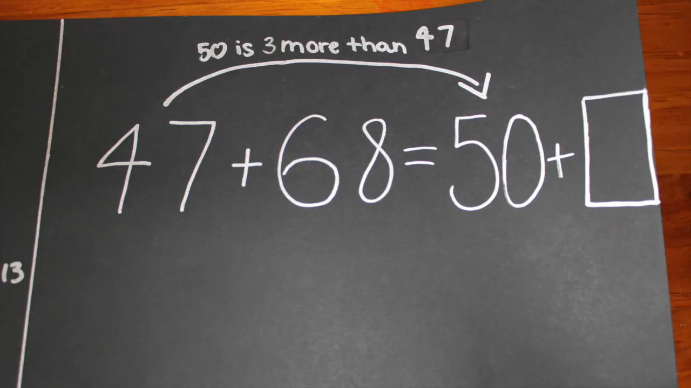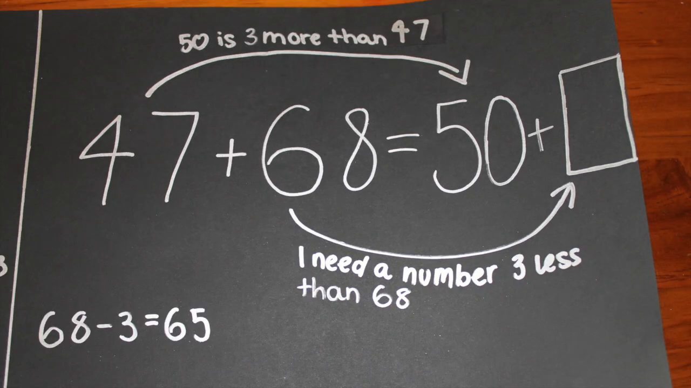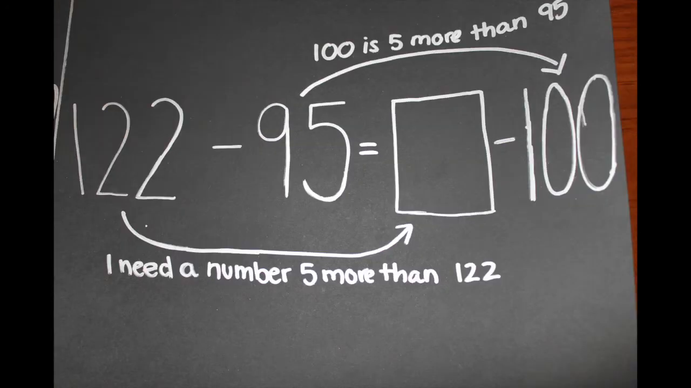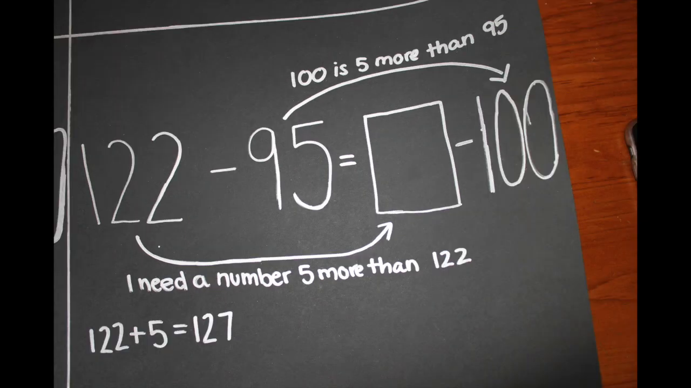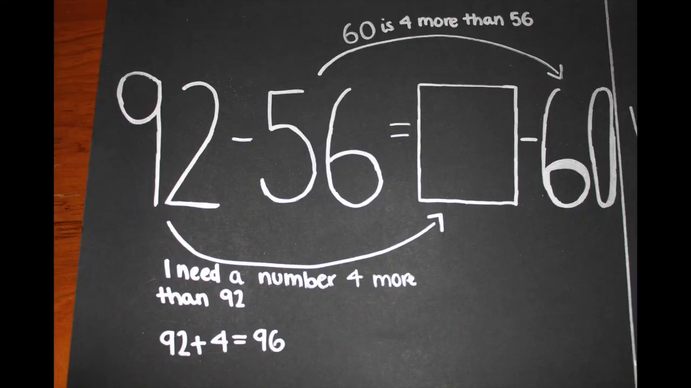For this question, we draw on the knowledge of the previous question. We know that 50 is 3 more than 47, and so we need a number 3 less than 68. 3 less than 68 is 65, so the answer must be 65. 100 is 5 more than 95, so the answer must be the number 5 more than 122. The answer is then 127. 60 is 4 more than 56, so we need a number which is 4 more than 92. This means the answer is 96.